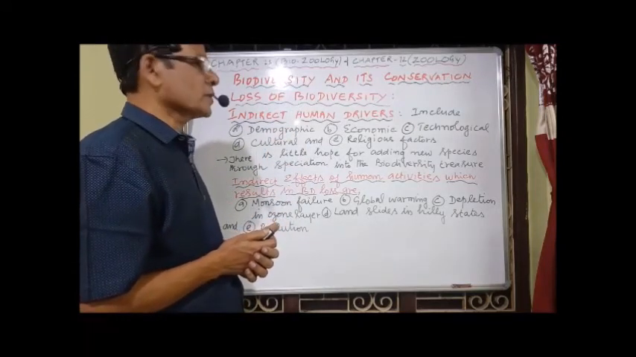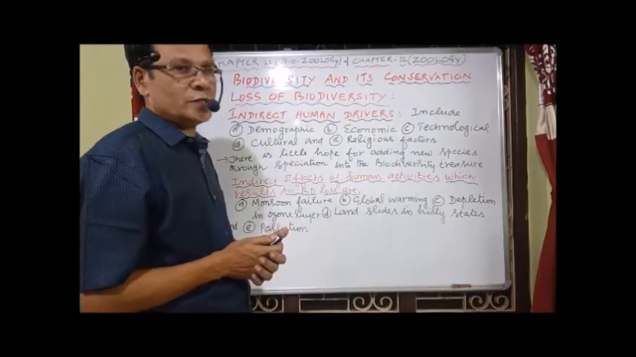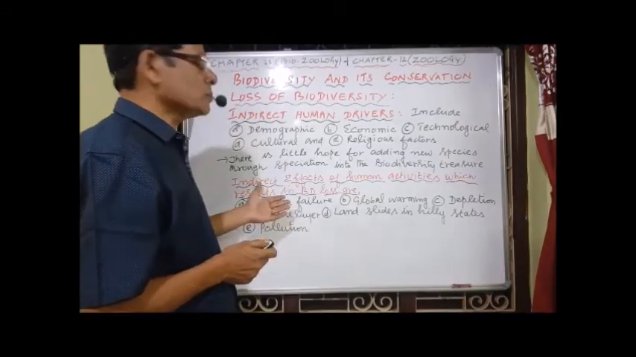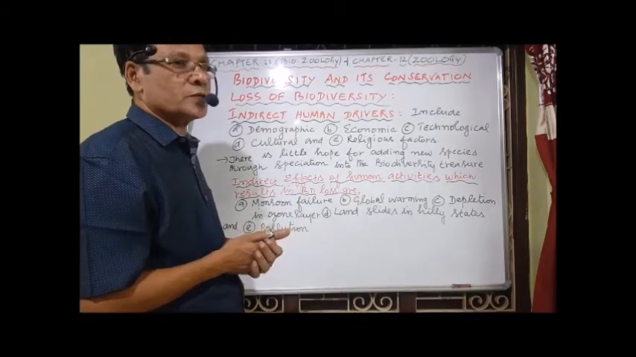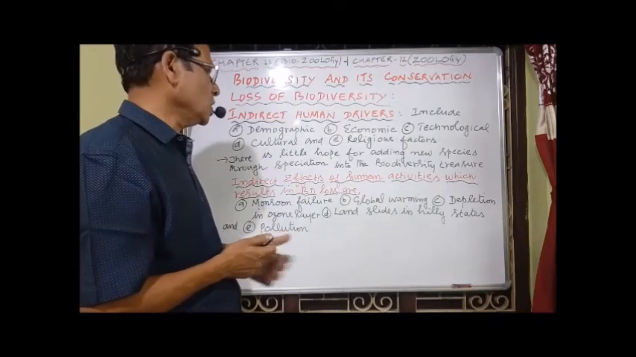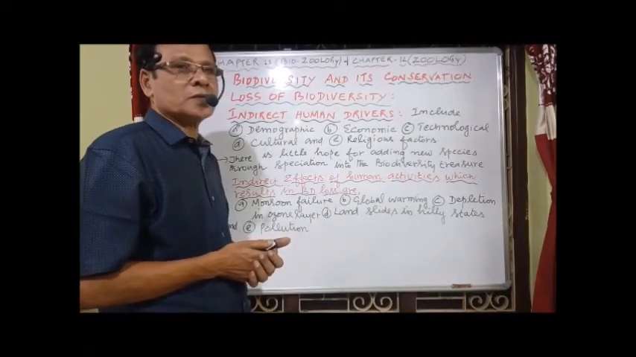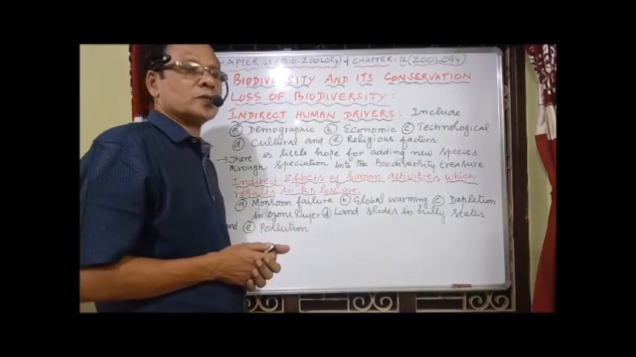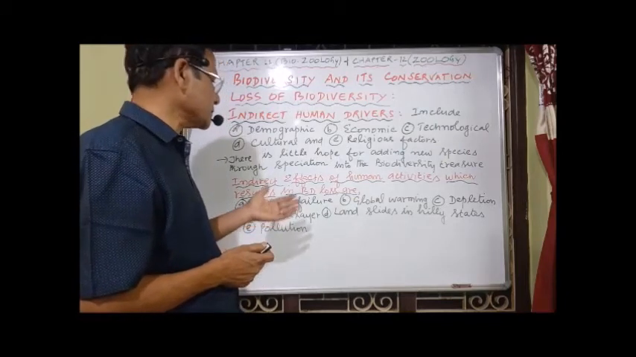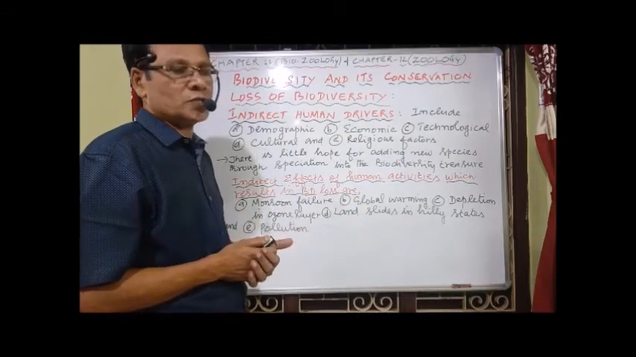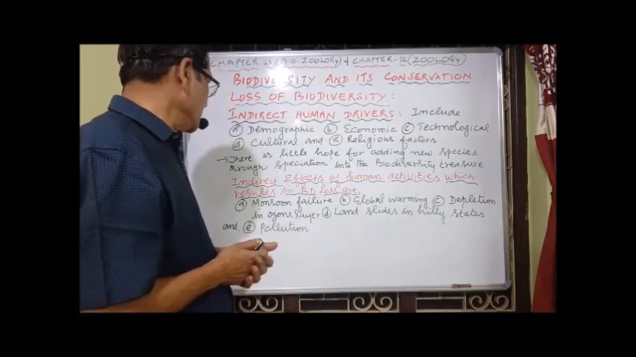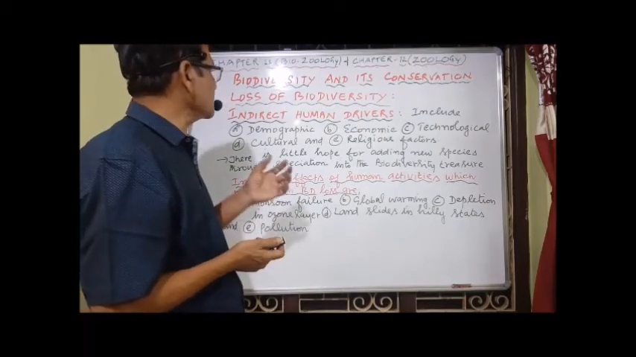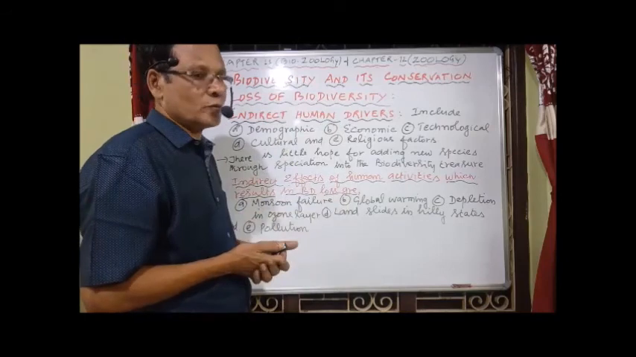Again, we have to talk about some of the indirect effects of human activities which result in biodiversity loss. What are they? Number one, monsoon failure. This is because of human activity, because of smoke, etc. Global warming, the release of greenhouse gases due to human activities. Depletion of the ozone layer, also because of the release of ozone depleting substances. Landslides in hilly states, because of human activity and pollution. So these are all the indirect effects of human activities. They normally cause the loss of biodiversity.